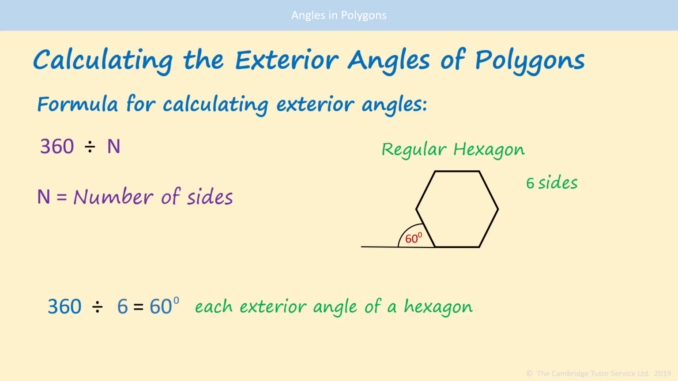You can sometimes use this formula to help you find the interior angle, which means you wouldn't have to use the n minus 2 times 180, which a lot of students find difficult to remember. Because that 60 degrees is on a straight line, the rest of it needs to add up to 180. So that interior angle is 120.